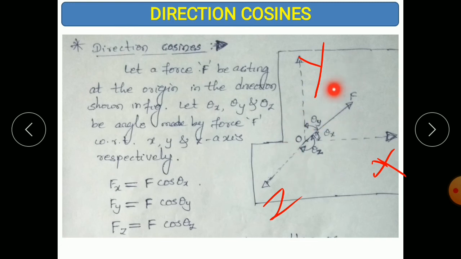Then the x component is given by F cos theta x. So we know how to take the component of the forces, like a resultant force. So how to resolve force along three axes? Earlier we learned how to resolve along two axes, x and y. Now how to resolve along three axes? So the x component is F cos theta x, the y component is F cos theta y, and the z component is F cos theta z. So in this way we can take the components along the three axes.